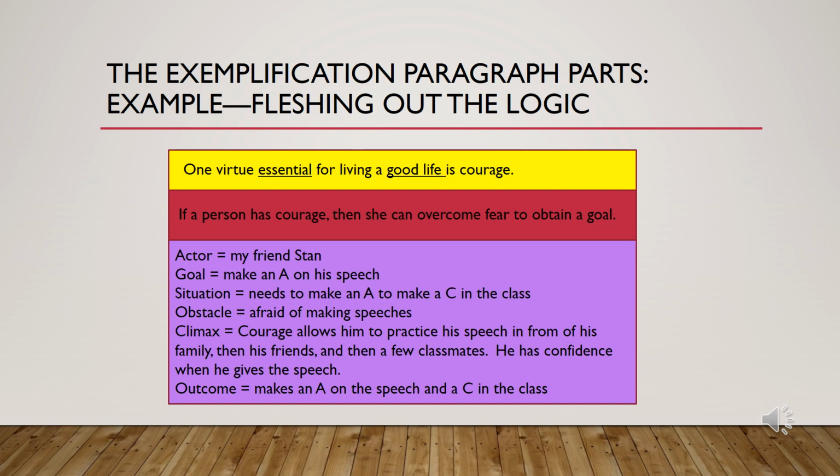So, the actor that I'm considering here is my friend Stan from childhood, and the goal he has in this example is to make an A on a speech in speech class. The situation, though, is that he needs to make an A in order to make a C in the class. So you see, we go from simply the goal to what the situation is. What's the state of affairs? Why does this person need this goal? Okay, it's a serious situation. No A on the speech, and he has to repeat the class.